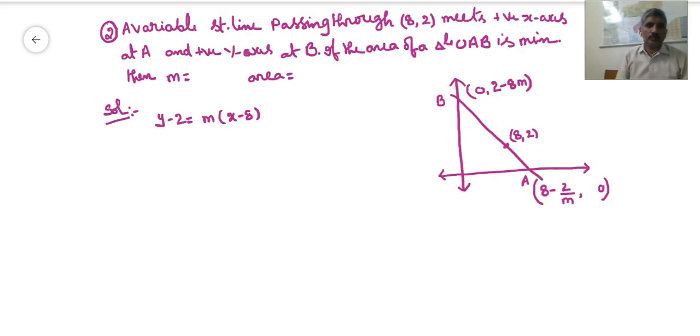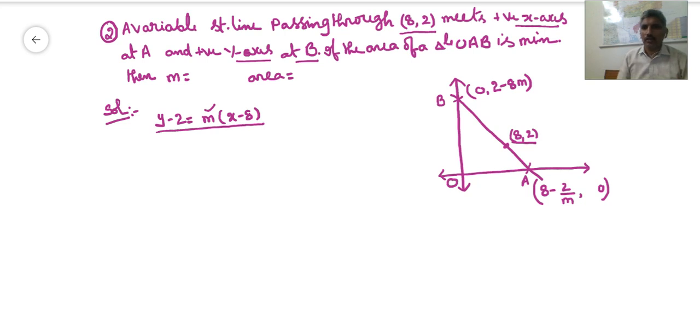See this particular question: a variable straight line is passing through the point (8, 2), meets a positive x-axis at A and a positive y-axis at B. If the area of the triangle OAB, this is the triangle OAB, a straight line passing through the point (8, 2) meets the positive x-axis at A and the positive y-axis at B. Now this is the equation of a line passing through (8, 2) whose slope is m.